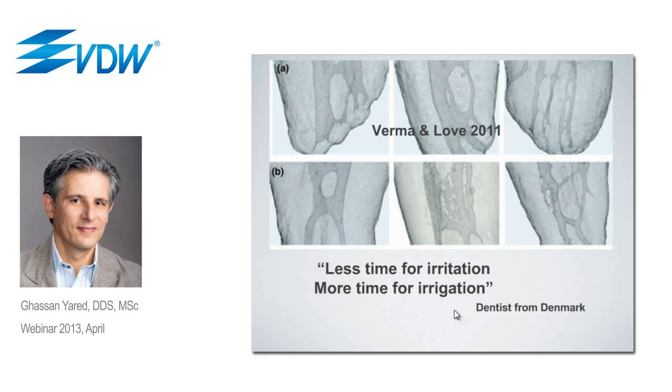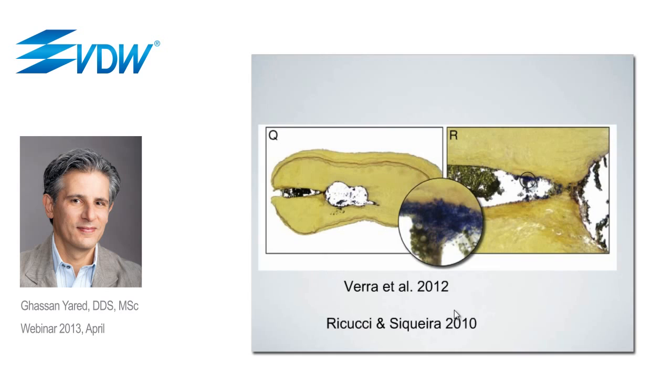And one dentist from Denmark said it very well. He said that with Reciproc, the treatment is faster, but we have more time for irrigation. So the time that we save on the canal preparation can be used at the end for a longer final irrigation. And we know from the literature that the final irrigation is the most important step for the cleaning and the disinfection of the root canal systems. And with single file reciprocation, we are increasing the time for a final irrigation.